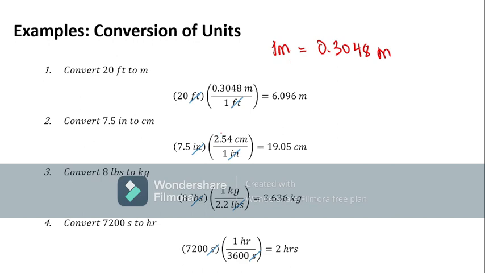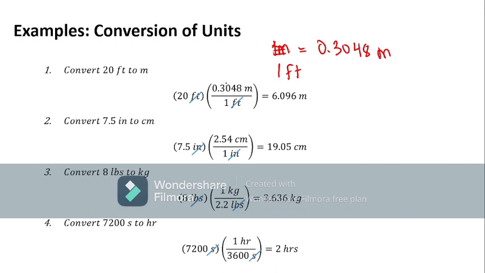So given 20 feet, now if I'm going to convert the unit of feet to meters, make sure that if your given is in terms of feet, the feet in the conversion factor must be located in the denominator. So the 1 should be here. This is 1 foot. So 1 foot is equivalent to 0.3048 meters.